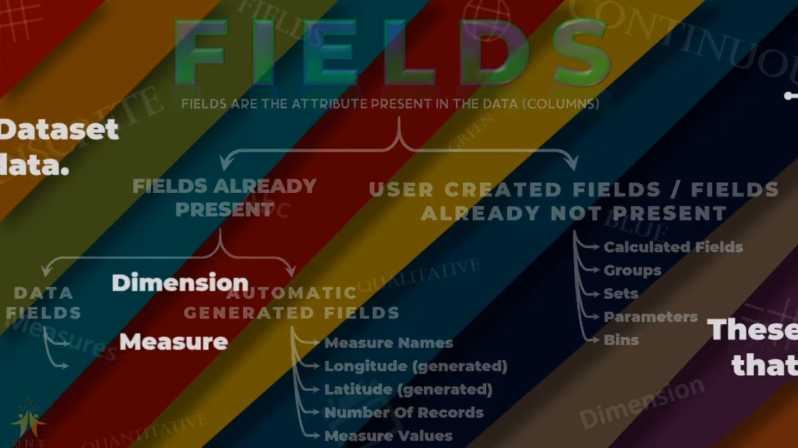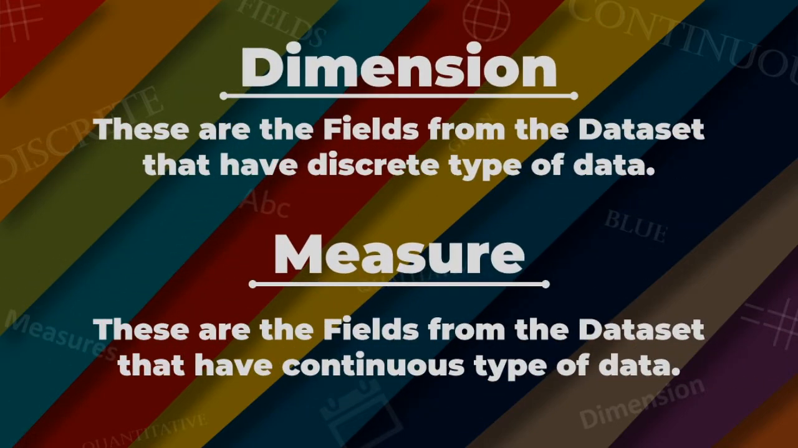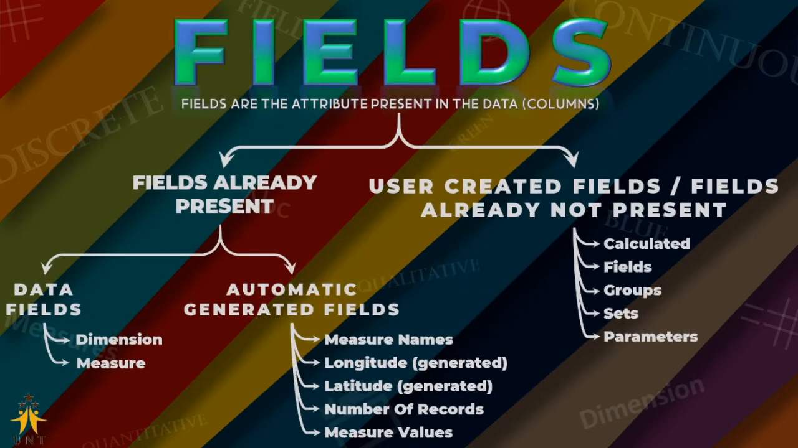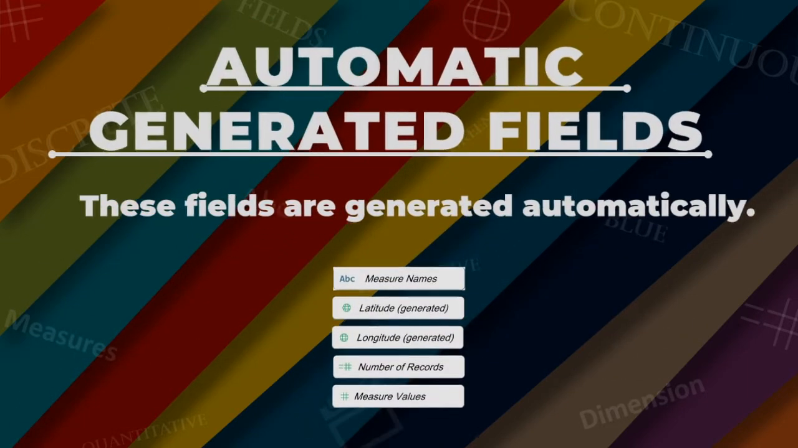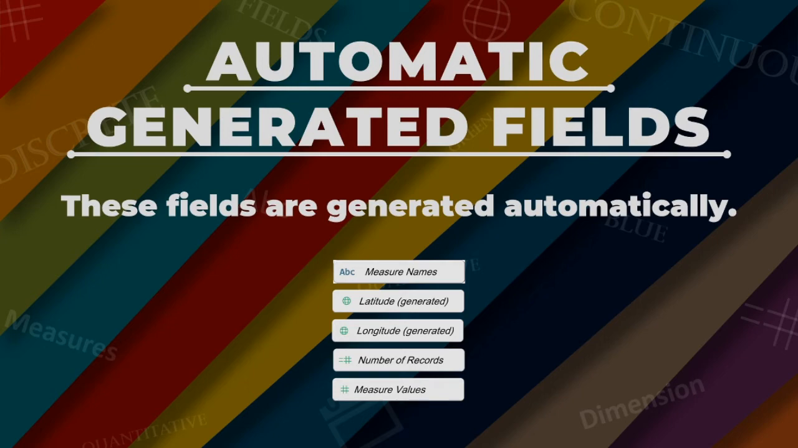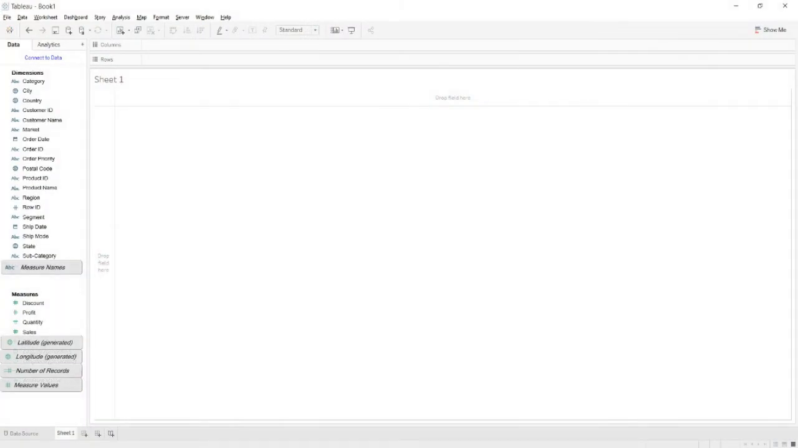So here come dimensions and measures, where dimensions constitute a discrete set of data and measures constitute a continuous set of data. Dimensions and measures arrive from the dataset itself, which means all the attributes of the dataset are divided among dimensions and measures. Further, we have automatically generated fields, and here we will be studying them one by one. So first comes measure names.